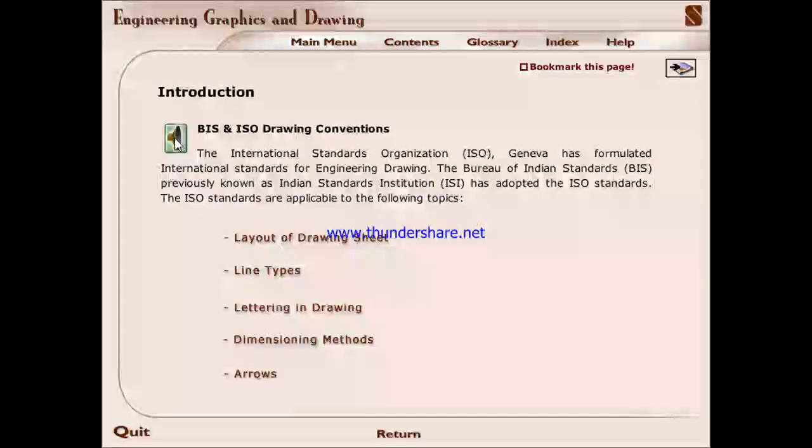BIS and ISO Drawing Conventions. The International Standard Organization, ISO, Geneva, has formulated international standards for engineering drawing. The Bureau of Indian Standards, BIS, previously known as Indian Standard Institution, ISI, has adopted the ISO standard. ISO standards are applicable to the following topics: layout of drawing sheet, line type, lettering, dimensioning methods, arrows.